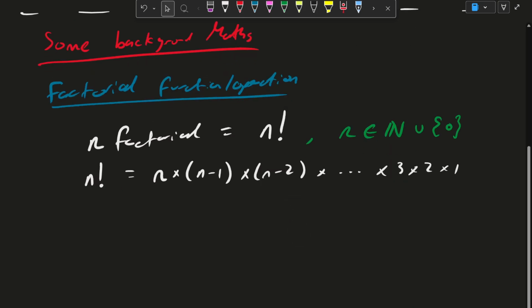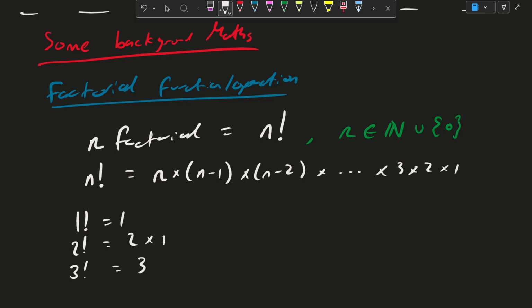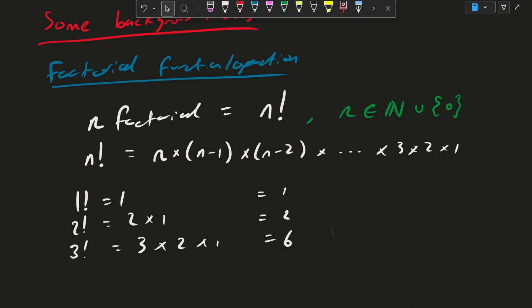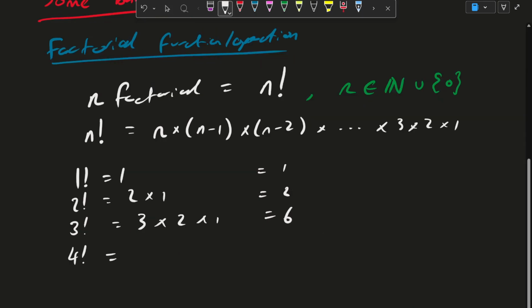So just as a couple of examples, 1 factorial is 1, 2 factorial is 2 times 1, and 3 factorial is 3 times 2 times 1. So that's 1, 2, 6, and I guess for just another example, 4 factorial is 4 by 3 by 2 by 1, or otherwise 24.